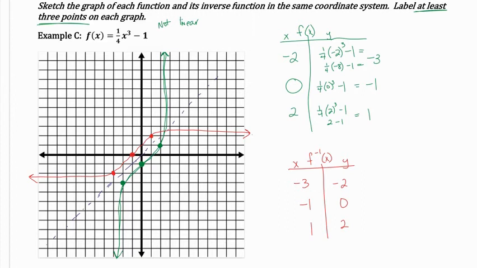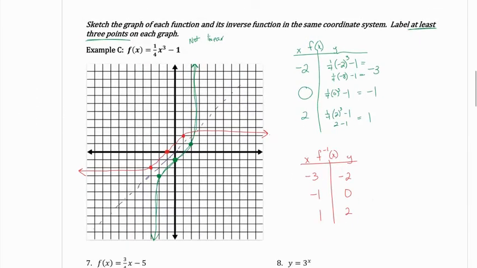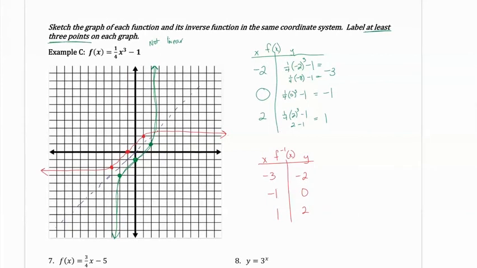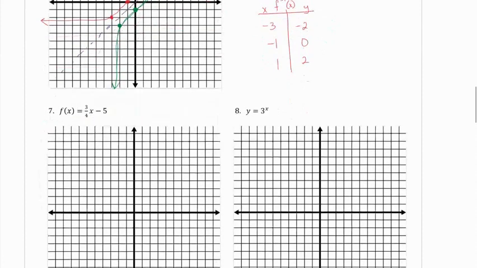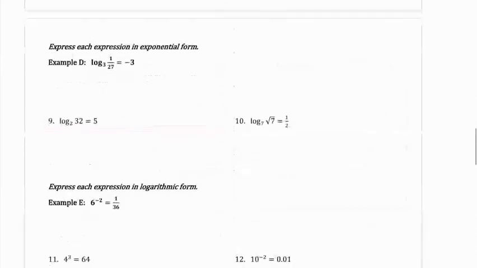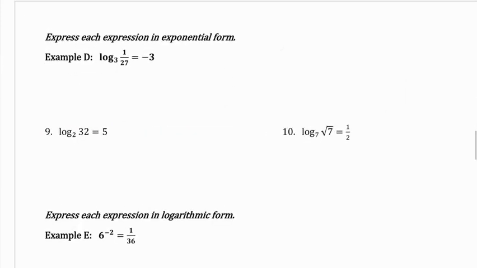Okay, so try the same thing on the other two graphs. Remember, number 7 is linear, so you can use your slope and your y-intercept there. Number 8 is not linear, so you're going to want to probably use a table of values. But remember, once you get the first function graphed, just switch your x and y values, and you can plot the inverse. All right, then our last section here was our review over logarithms.